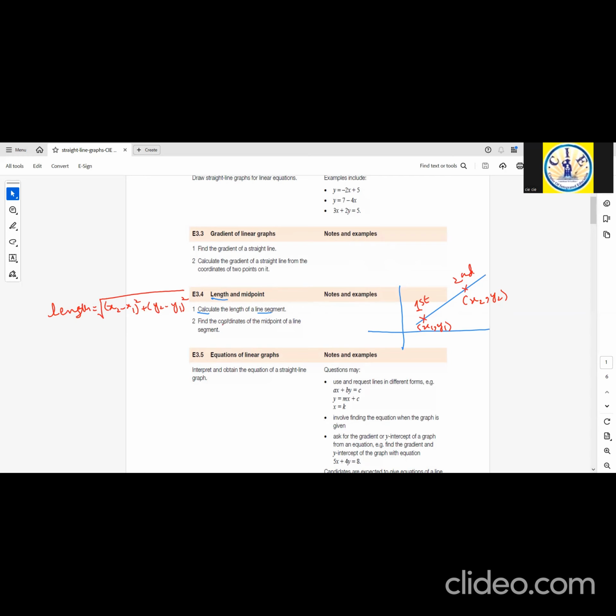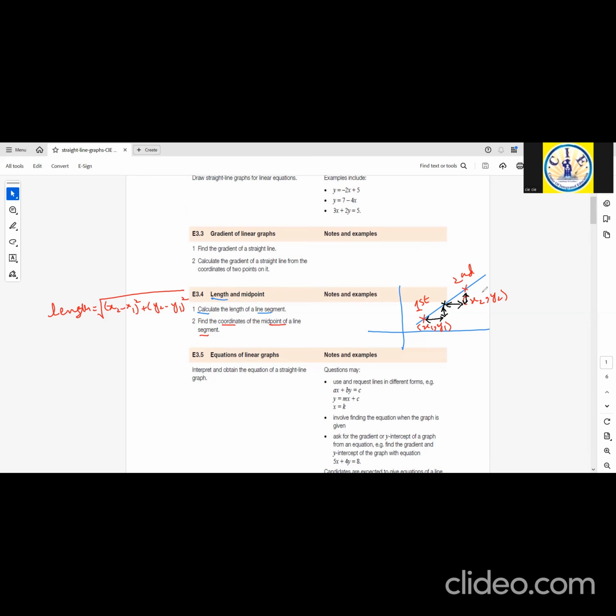Then find the coordinates of the midpoint of a line segment. Suppose we have got the midpoint of this line to be this one. That means it lies halfway between these two endpoints. So from this starting point, we need to travel half along the x-axis and half along the y-axis. And the same goes from the other endpoint like this.